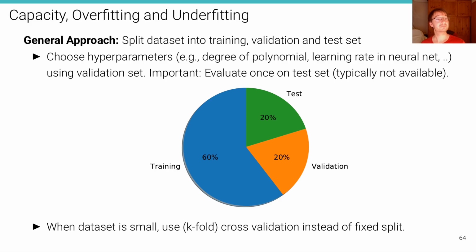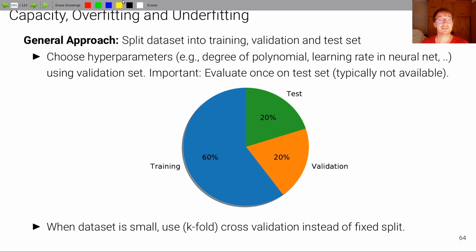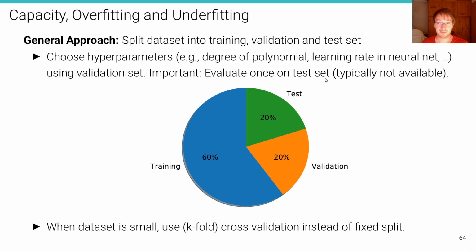In general, to choose the best model, we therefore need to split the data set. The data set is typically split into a training, a validation, and a test set. And we choose the hyperparameters, for instance, the degree of the polynomial, the learning rate in neural networks, etc., using the validation set. It's important to evaluate only once on the test set. In fact, often the true labels, the true Ys for the test set, are not available. So we cannot evaluate more than once on a test set. And we need to have a model in the first place that's good, which we determine using the validation set.